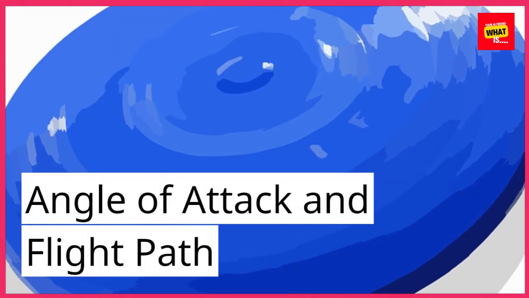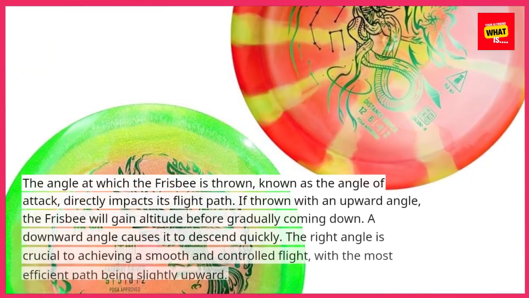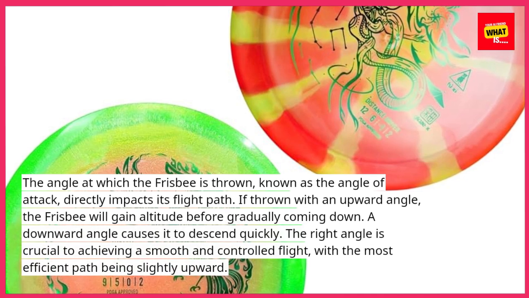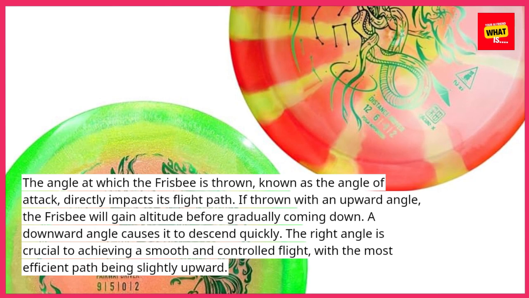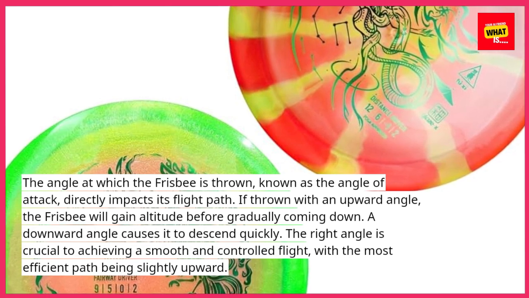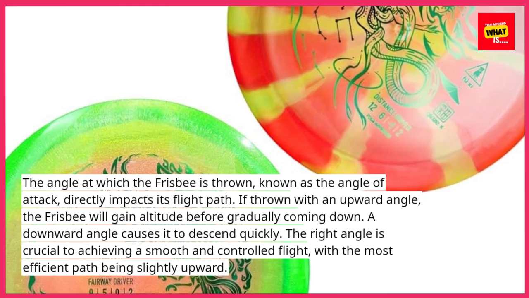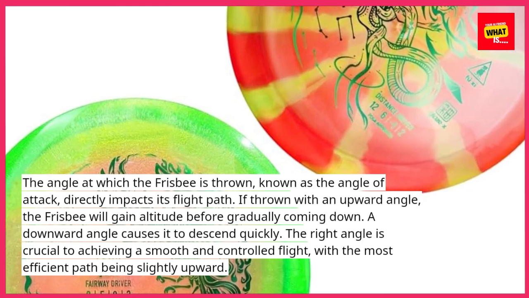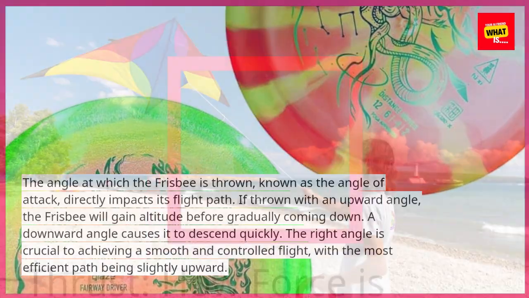Angle of attack and flight path. The angle at which the frisbee is thrown, known as the angle of attack, directly impacts its flight path. If thrown with an upward angle, the frisbee will gain altitude before gradually coming down. A downward angle causes it to descend quickly. The right angle is crucial to achieving a smooth and controlled flight, with the most efficient path being slightly upward.